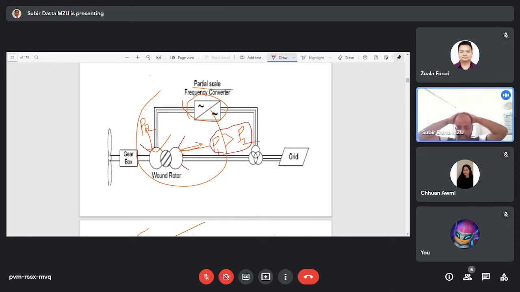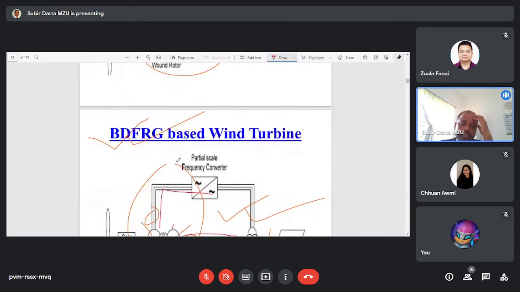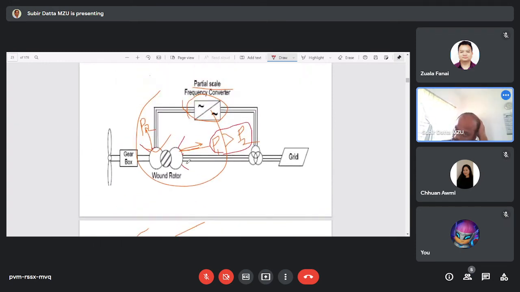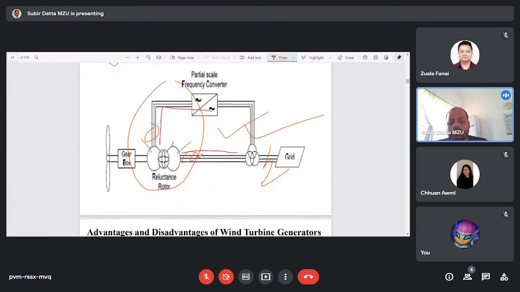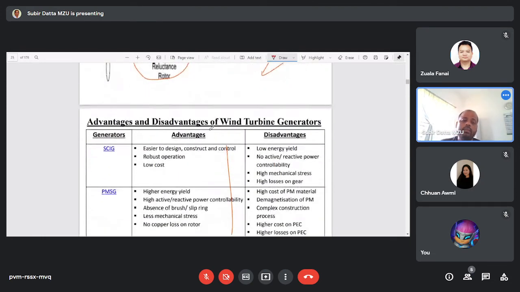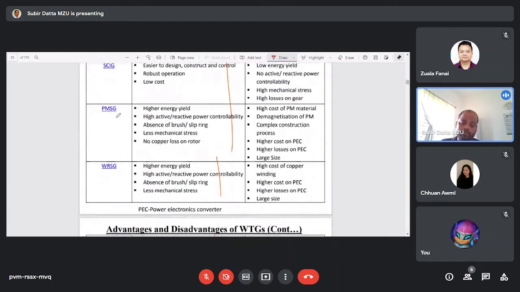So how is it working? This is actually working based on the modulation scheme used by electronics people. In the communication subject, they use modulation. The same modulation technique is used here also. That means these two generators are working based on the modulation concept. So these are the advantages and disadvantages of different types of wind turbine generators.